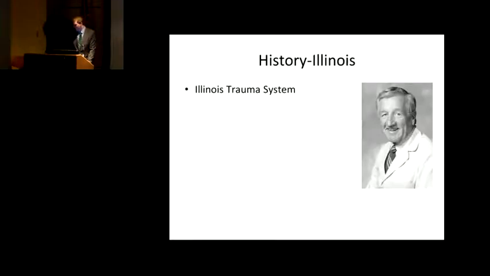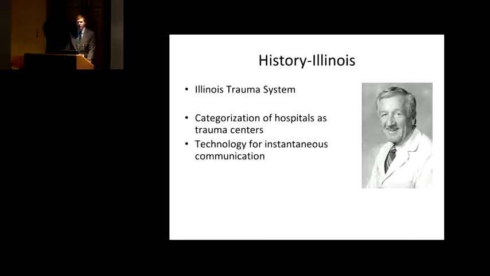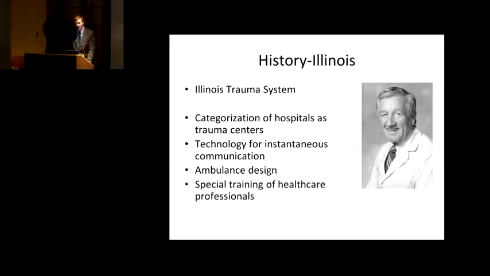Illinois followed closely after that. In 1971, they actually developed a political activity under the authority of the state government with the participation of the governor. They had 5 components in their trauma system. The first was categorization of hospitals as trauma centers. They then looked at technology to promote instantaneous communication between field transport and hospital providers. They looked at ambulance design to optimize triage. They looked at special training of healthcare professionals to optimally provide care to the injured patient. And finally, they had a program for evaluation of care within their hospital system.